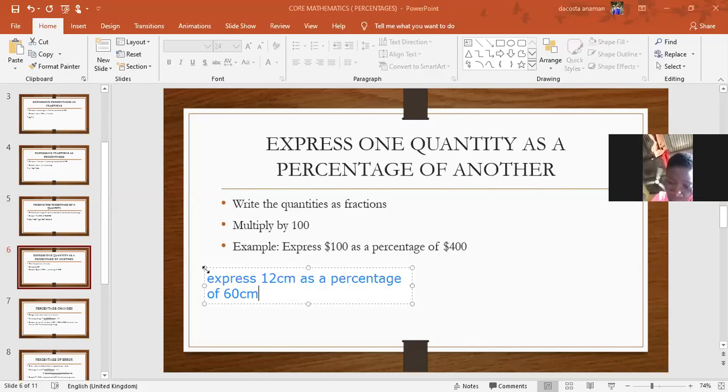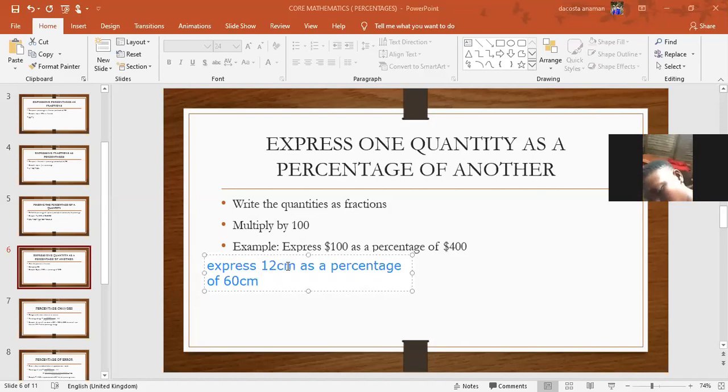Nice one there, Drozel. Amankwa, nice one. Dennis, Eno, Georgina. Beautiful answers. Beautiful one, Charles. Okay, so let's solve it. Expressing 12 centimeters as a percentage of 60 centimeters, it will be 12 over 60 times 100. And that will be giving us what?